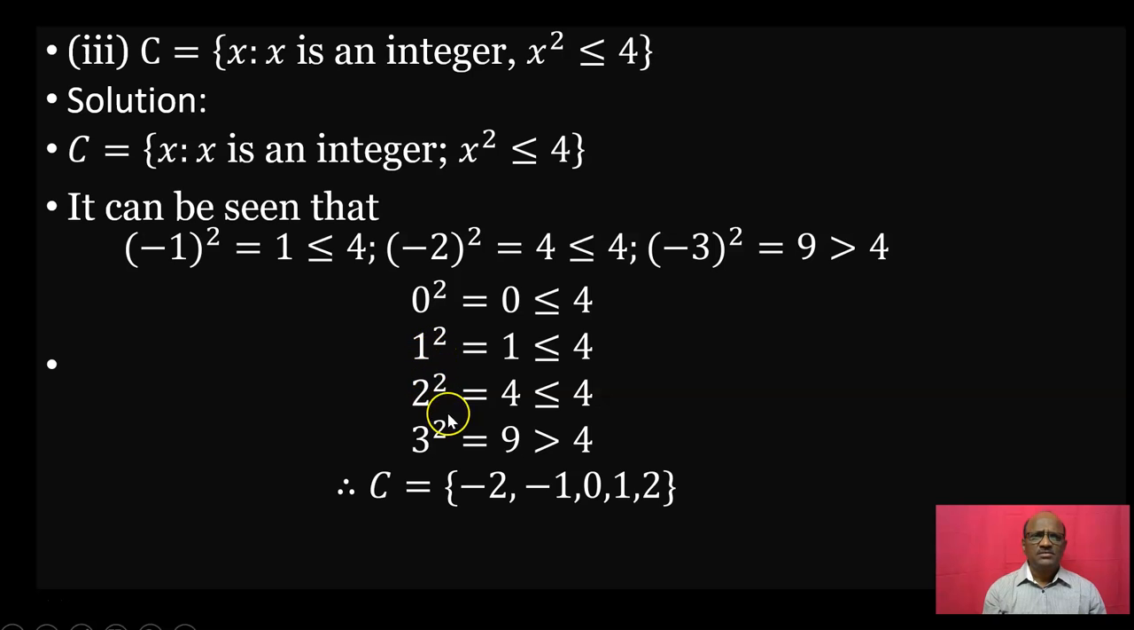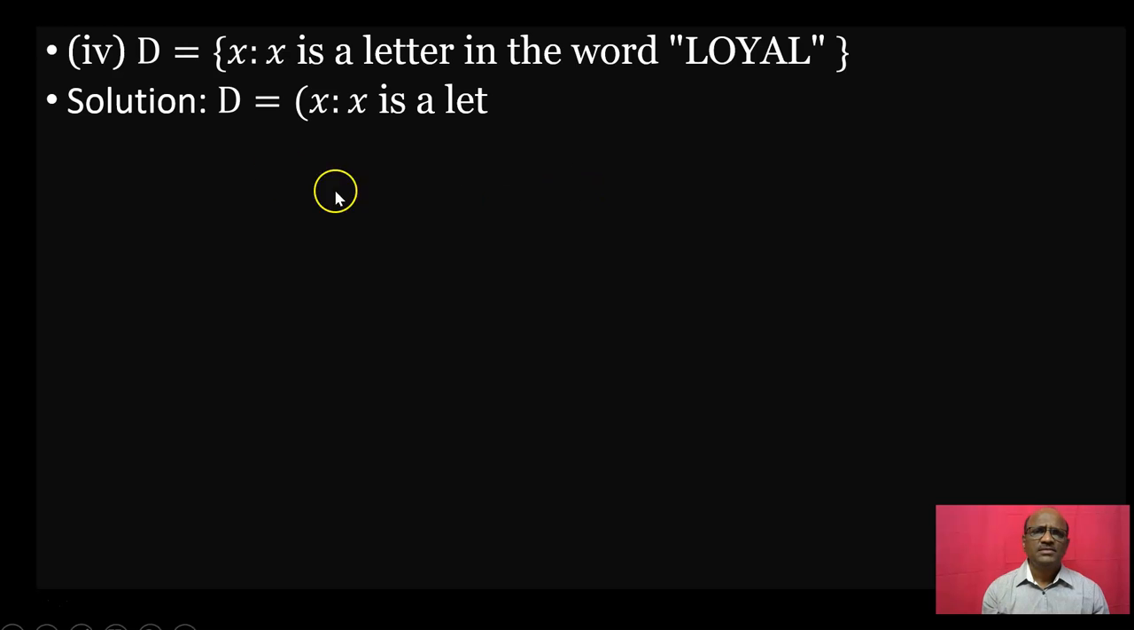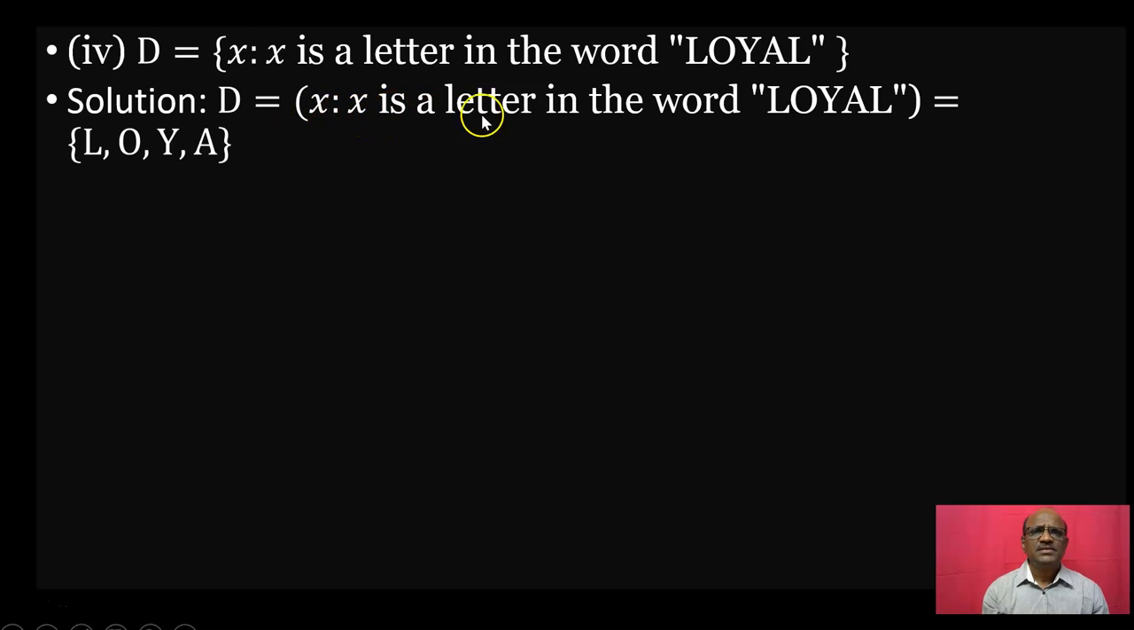Then what are the numbers? The numbers are minus 2, whose square is 4, minus 1, and we can take 0, 1 and 2. These are the integers whose square is less than or equal to 4. Next question. D equals {x such that x is a letter in the word loyal}. Again, in the curly bracket, by mistake, here is a rounded bracket. So D equals {L, O, Y, A}.